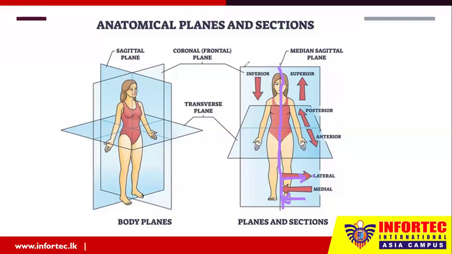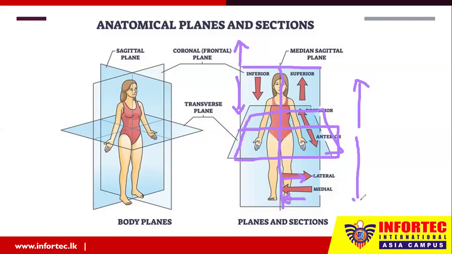So going from the coronal plane, we can divide the front side as anterior. Away from this coronal plane, we are mentioning as posterior, right? From this transverse plane, towards the head, we are referring to as superior. Towards the feet of our body, we are referring to as inferior, right? I think it is clear for you now.